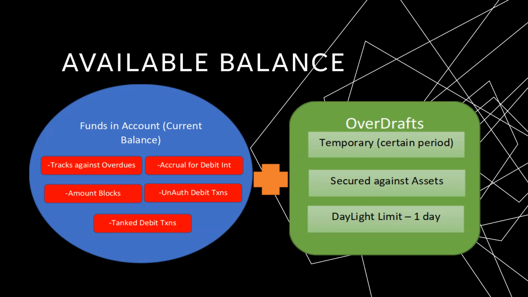There are three types of overdrafts we can see in the market. The first one is temporary, which is for a certain period, like 1 month, 10 days, or 5 days, based on the request. For a specific period, they will give the limit.